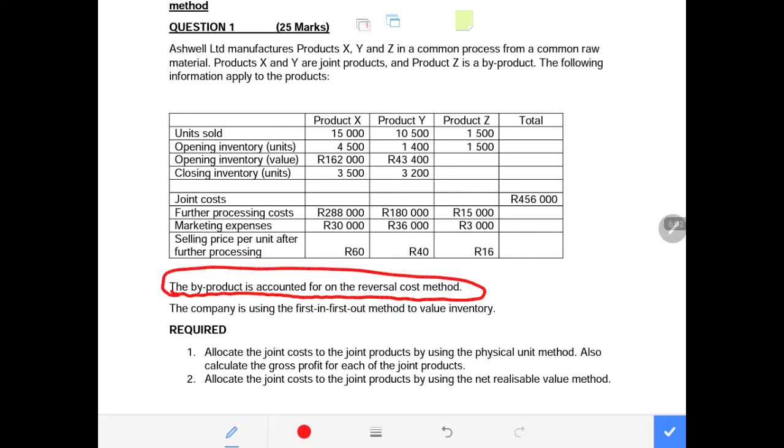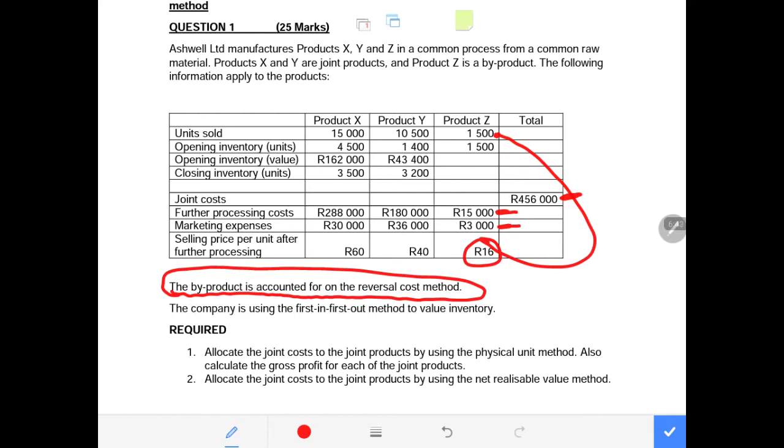That means the income received on the sale of the byproduct, which is the 16 rand, multiply this by the number of units sold, then minus further processing cost, then minus the marketing expense, it will give us the revenue on the sale of the byproduct. Then we take that revenue, we deduct it from our joint cost before they are allocated. So that's what it means when it says the byproduct is accounted for on the reversal cost method. We must take the revenue from the sale of this byproduct and we reduce our joint cost.